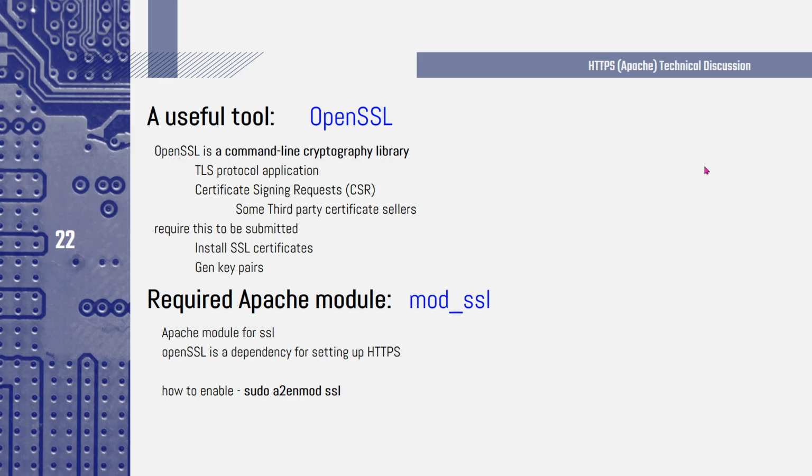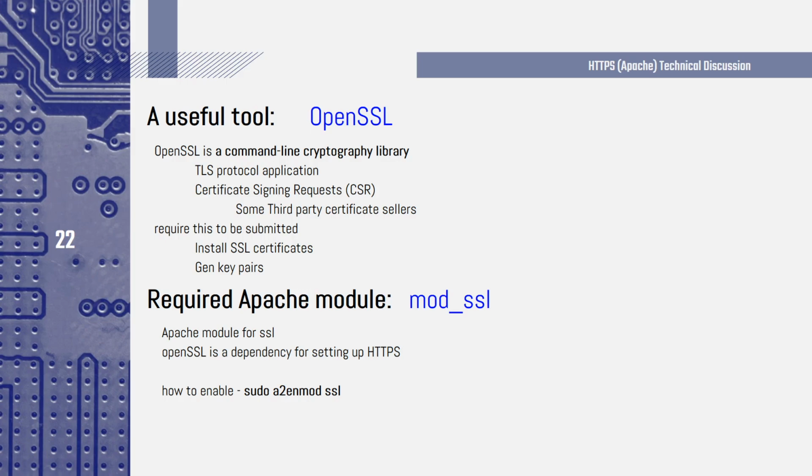A useful tool when setting up HTTPS on Apache will be OpenSSL, and this can be used for certificate signing requests. When we are obtaining a certificate from websites like DigiCert, they will ask us to upload one of these CSRs, so we can use OpenSSL for that. OpenSSL is a command line cryptography library, and it can do many things, such as install SSL certificates and generate key pairs.